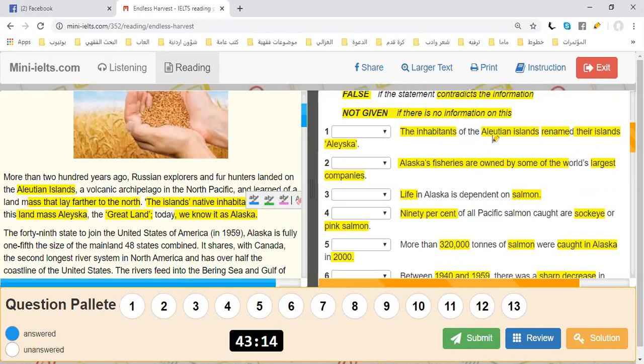The inhabitants of the Aleutian Islands renamed their islands Alaska. What do you think, guys? Is this a true statement or a false statement, or is there no information about this statement? Depending on what is stated in the passage. Fatima said not given. What do you think, guys? Ayman said false. Mustafa, not given. Ahmed, do you have an answer?